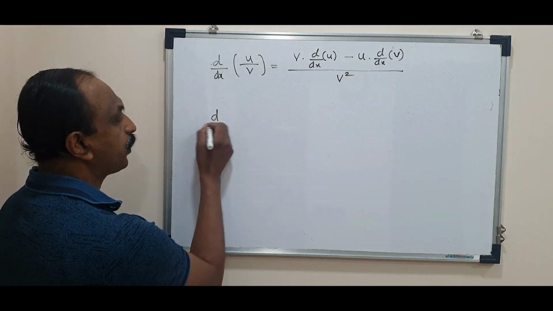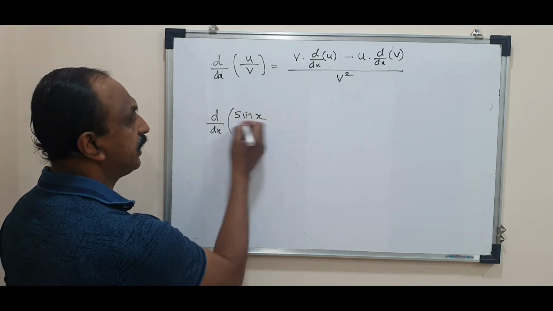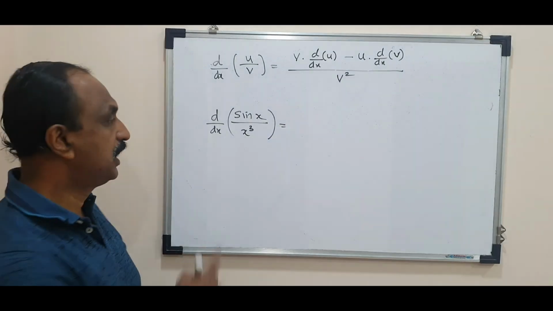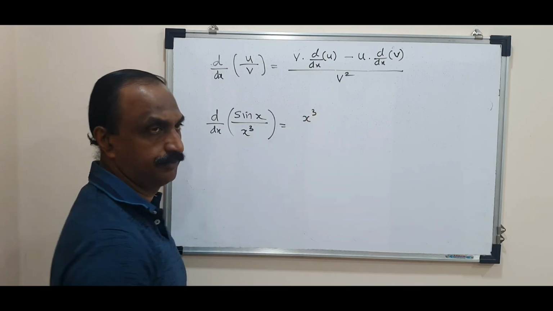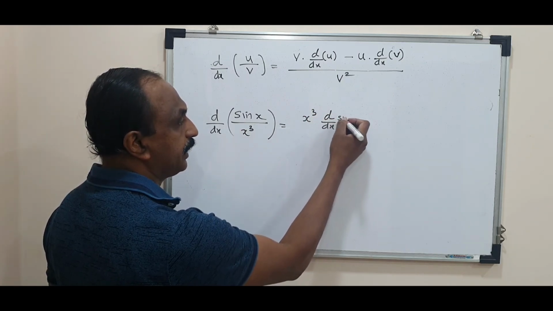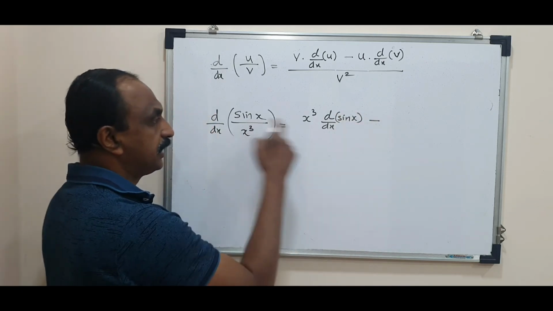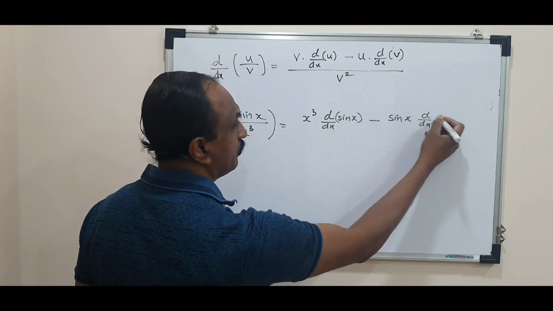Let's try out one problem. Derivative of sin x divided by x cube. So what should I do? I must start from where? I must start from the denominator, x cube. Then what should I do with the numerator? Write the derivative of the numerator, d by dx of sin x. Minus. Now sin x as it is, derivative of the denominator.